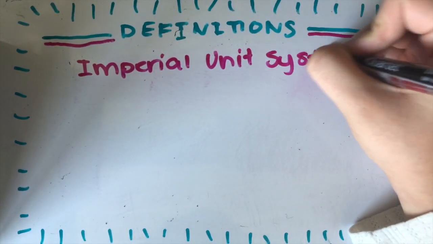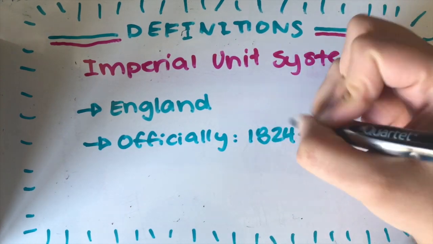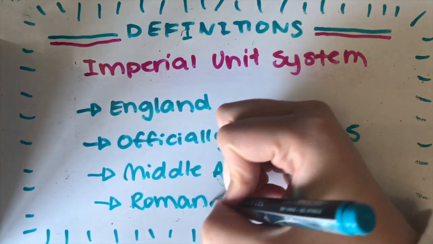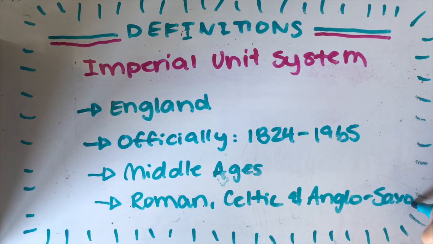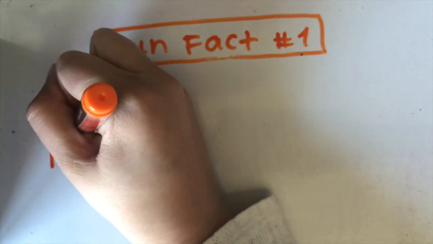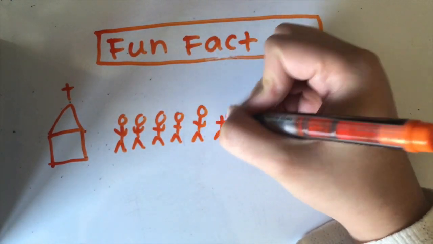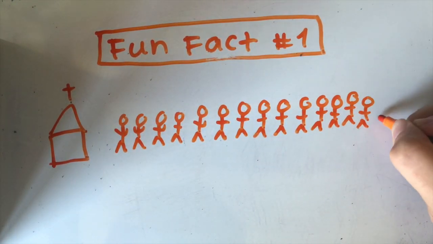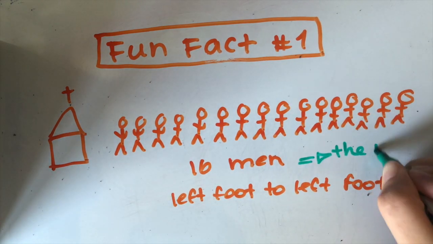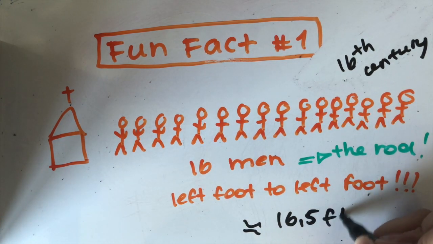The imperial unit system is the British unit system that was officially in use from 1824 to 1965, but was invented during the Middle Ages and has Roman, Celtic, and Anglo-Saxon origins. Fun fact, in the 16th century, England wanted to define what a rod was. So they went to church and they asked the first 16 men that went out of the church to put their left foot forward so that they could just line up all the left feet and measure that length. And they defined the rod as that exact length, which now we say it's 16.5 feet.